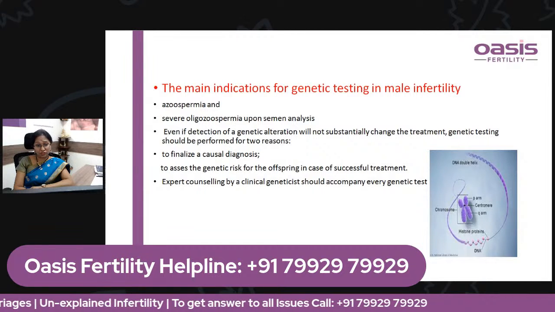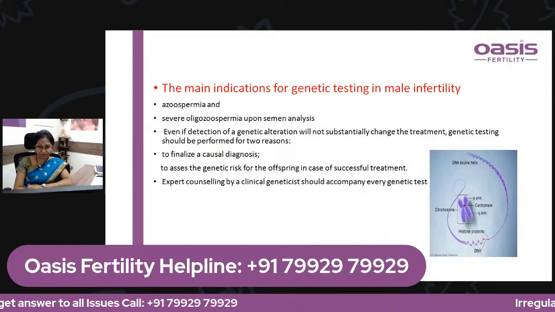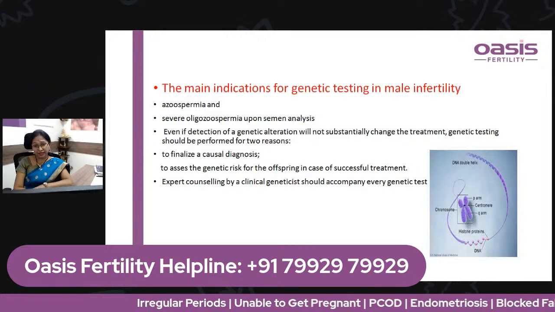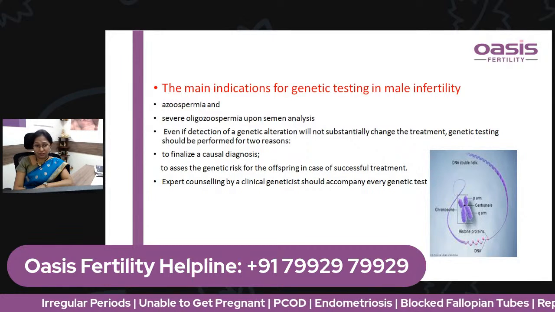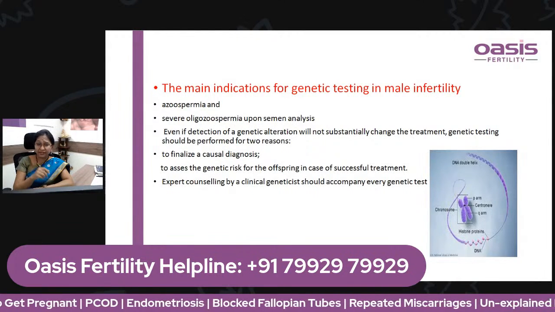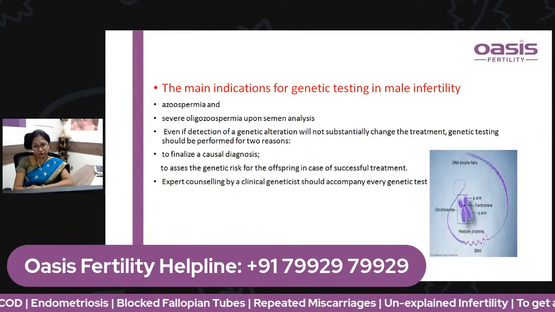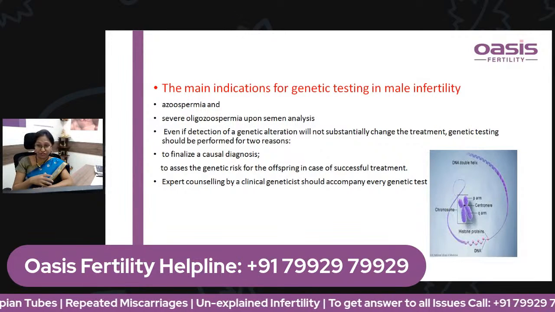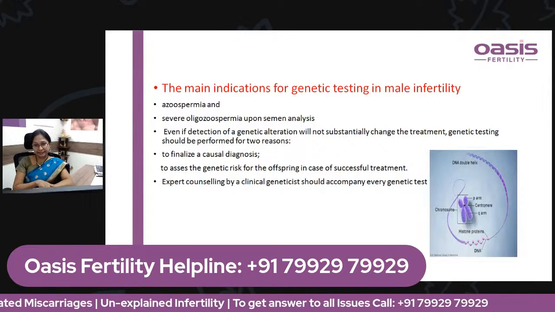Even if the detection of a genetic alteration will not substantially change the treatment, genetic testing should be done for two reasons. One is to finalize the causal diagnosis, and second is to assess the genetic risk for the offspring in case of successful treatment. So once we find persons with azoospermia or oligospermia, they should be subjected to genetic testing, and proper genetic counseling is needed in these patients.